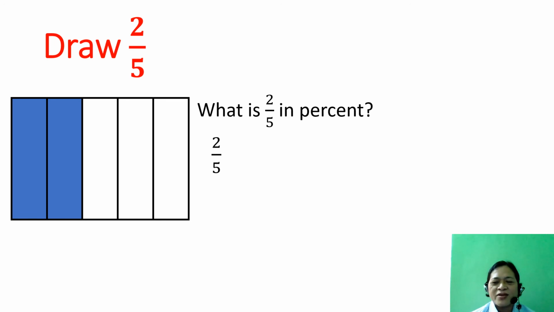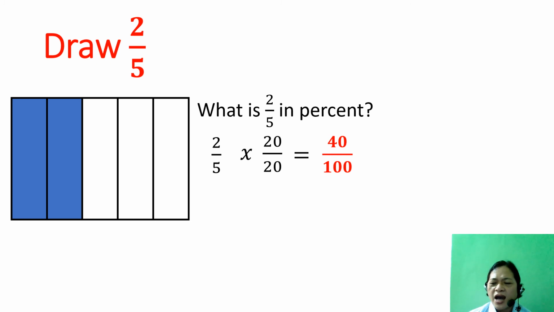Okay, now, first, look for a number that when you multiply to the denominator, you will get a product of 100. Then, use the same number and multiply it to the numerator. What number have you seen? Very good. It's 20. So, multiply it now. 2 times 20 is equal to 40. And 5 times 20 is equal to 100. So, 2/5 is equal to 40 over 100.